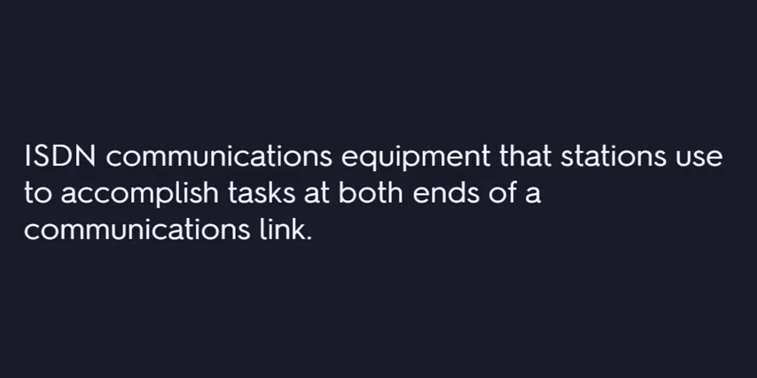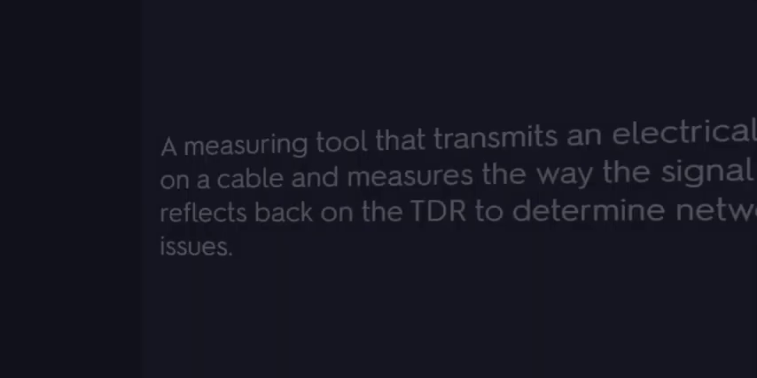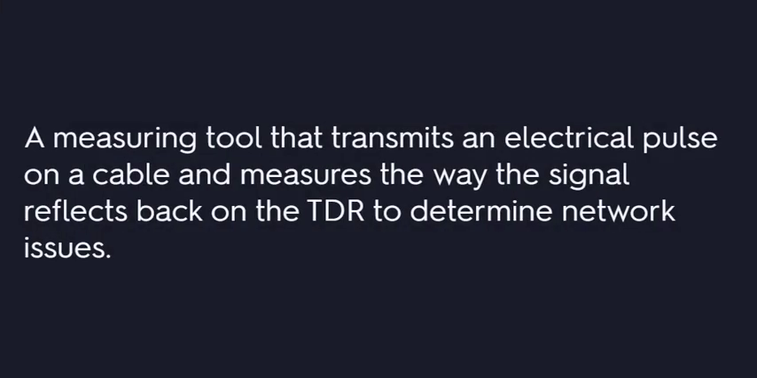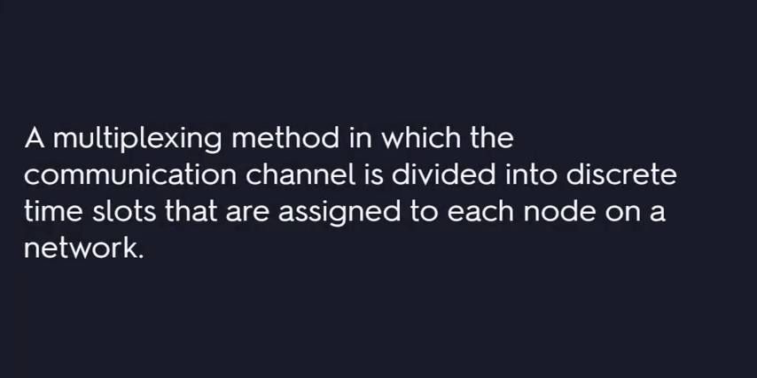TE. ISDN communications equipment that stations use to accomplish tasks at both ends of a communications link. TDR. A measuring tool that transmits an electrical pulse on a cable and measures the way the signal reflects back on the TDR to determine network issues. TDM. A multiplexing method in which the communication channel is divided into discrete time slots that are assigned to each node on a network.